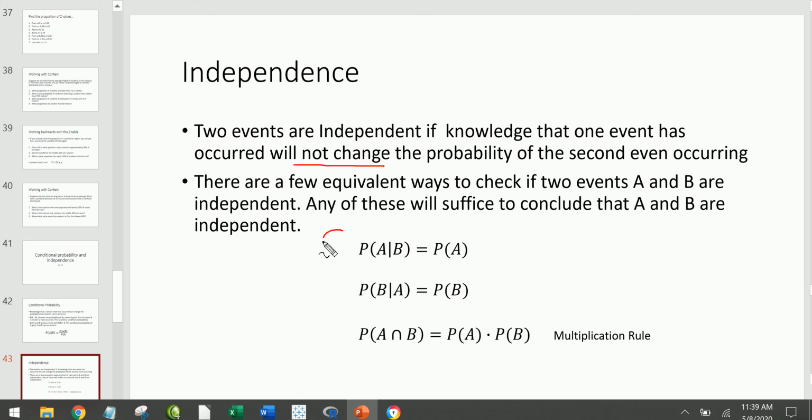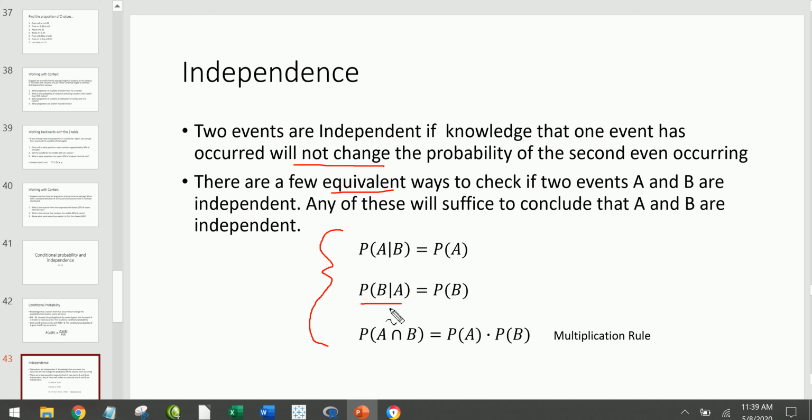Now, how do you check this? There are a few ways, and I list a few of them. Any one of these is sufficient on its own. Oftentimes, one is going to be easier to check than the others. So there are a few equivalent ways to check, that's what we mean by equivalent, whether two events A and B are independent. Any one of these is sufficient, as I just said. Let's think about this for a second. Just take one of them: the probability of B given A.